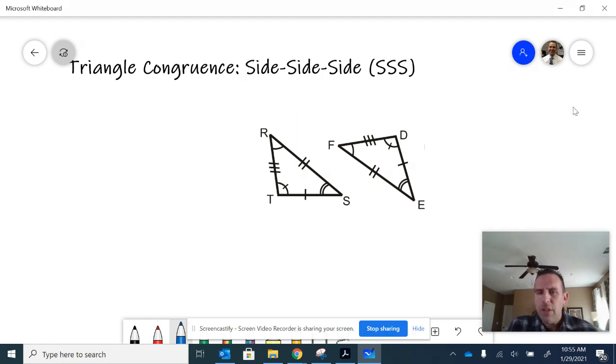In the previous lesson, look at the diagram here. We learned that two triangles are congruent if all of the corresponding parts are congruent. There's three angles and three sides. That's a total of 6 pieces of information that we're looking for. And once we know all 6 are the same, we can say, yeah, they're the same.